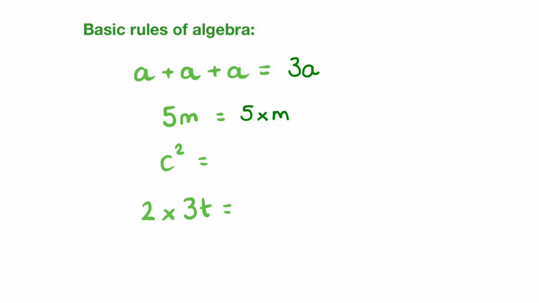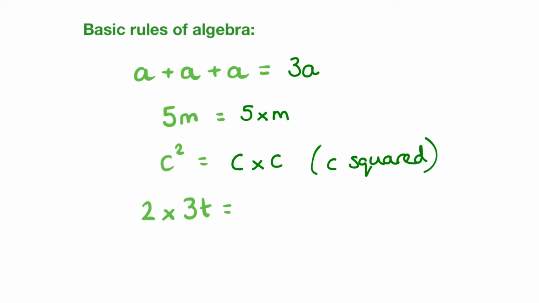Okay? And the next one, we've got c squared here. Remember that 2 up there is called squared, and what it means is multiply by itself. So c squared means c times c, and c squared is how we say that out loud.